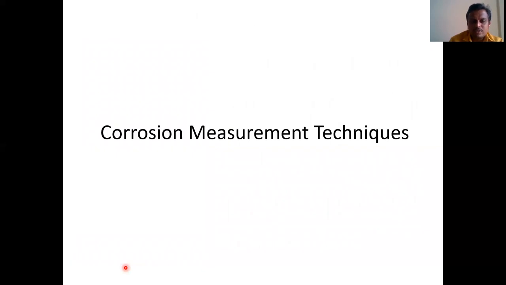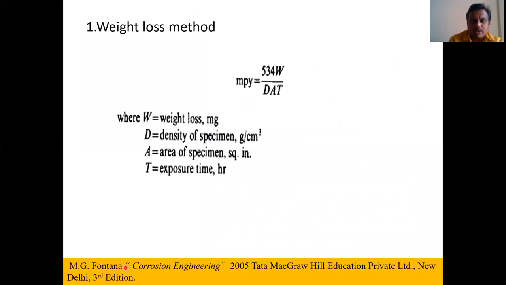Then we go towards the corrosion measurement techniques. So the first method to measure corrosion is the weight loss method. This is a very simple method. You take the weight of your component before it comes in contact with a corrosive atmosphere, and after it has been in contact with the corrosive atmosphere, you measure the weight again. For that, this formula is there. Mostly the corrosion rate is measured in MPY. MPY stands for mils per year.